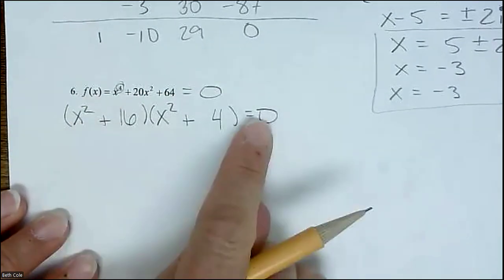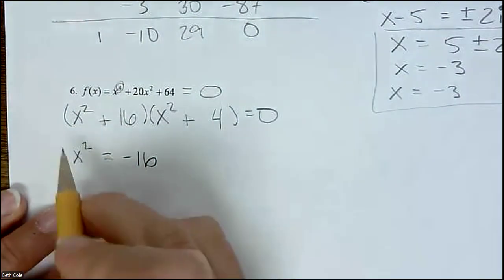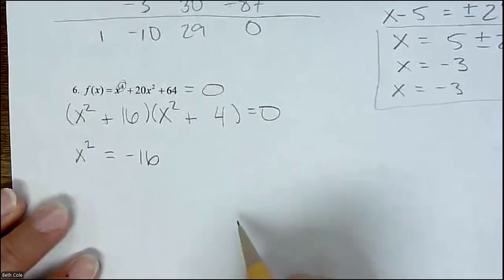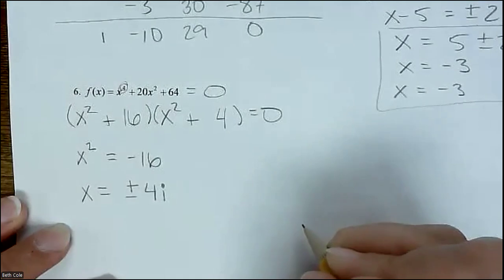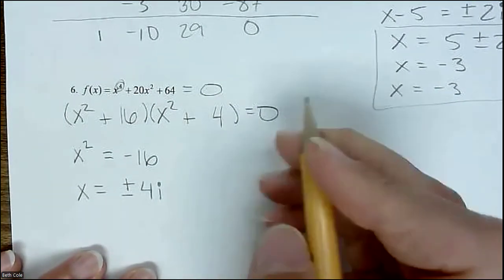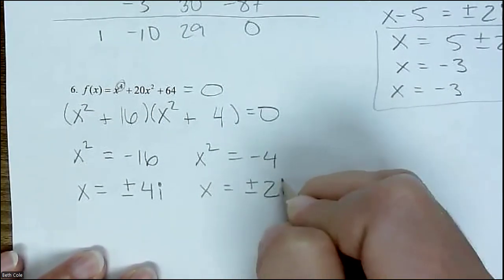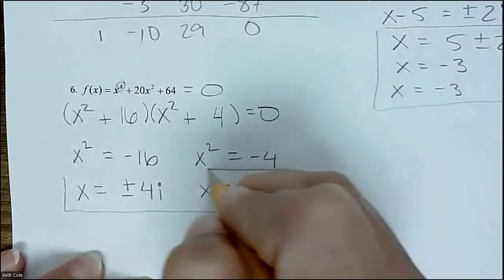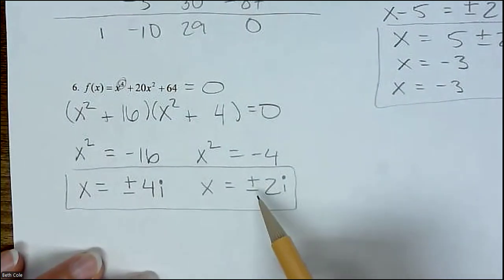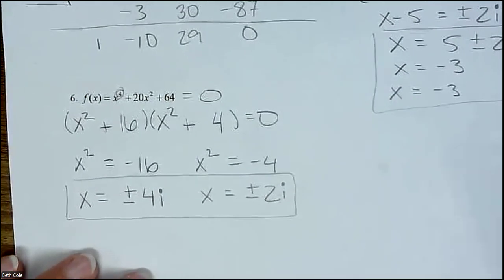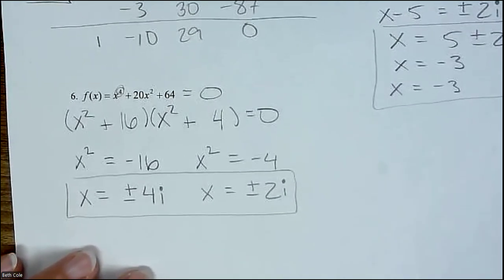So the first one, if you set x squared plus 16 equal to 0, you would subtract over the 16, and then we're going to square root, and you get plus and minus 4i. Same thing with this one. You would subtract over the 4, square root, and you get plus and minus 2i. So did we get 4 answers? Yes, we got 4i, negative 4i, 2i, and negative 2i. And the reason they're all imaginary is the graph did not touch the x-axis anywhere. So we had no real answers. They were all imaginary.